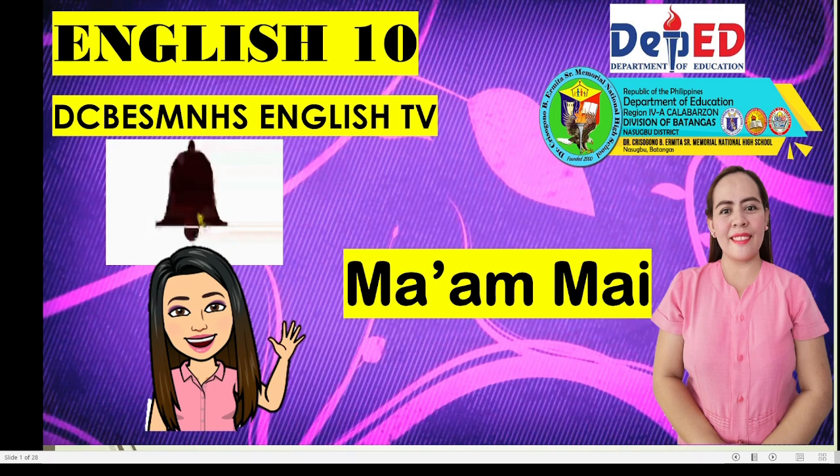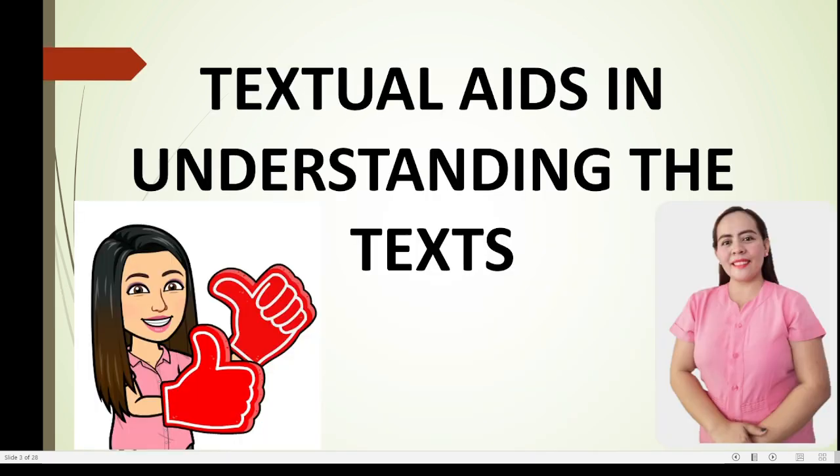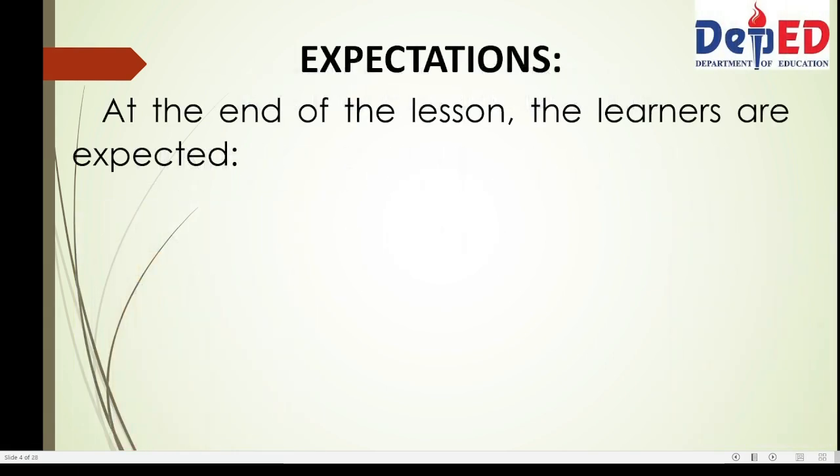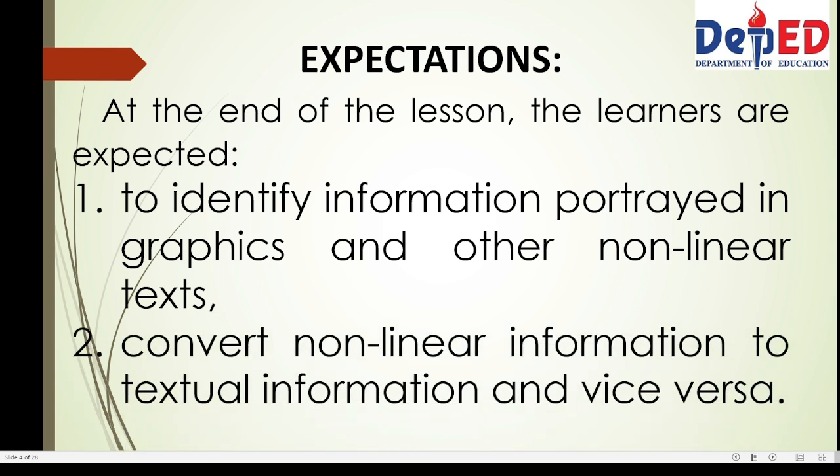We are now in the second week of Quarter 1 in your Pivot 4A Learner's Pocket. And today, we are going to talk about textual aids in understanding the texts. The objectives in this week's lesson: you are expected to identify information portrayed in graphics and other nonlinear texts, and convert nonlinear information to textual information, and vice versa.